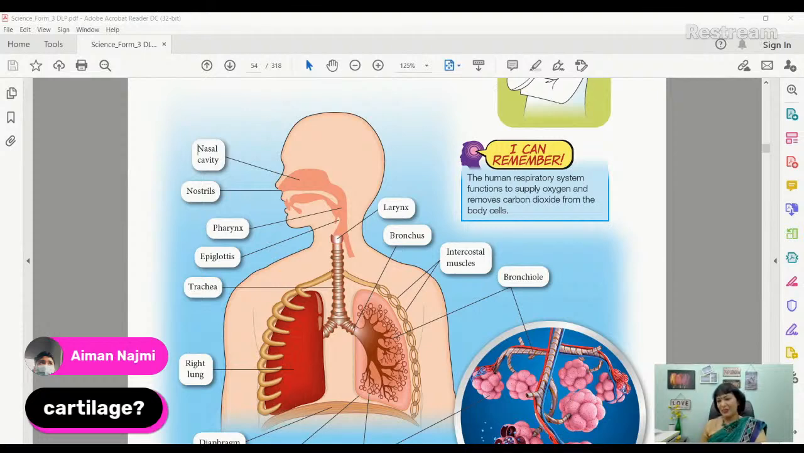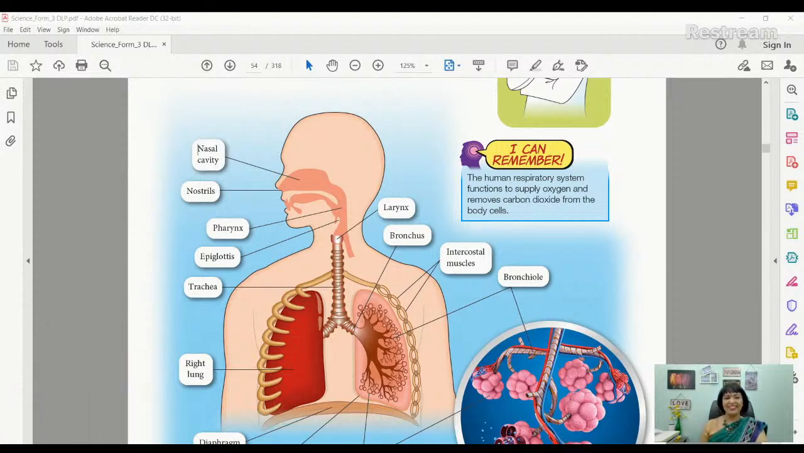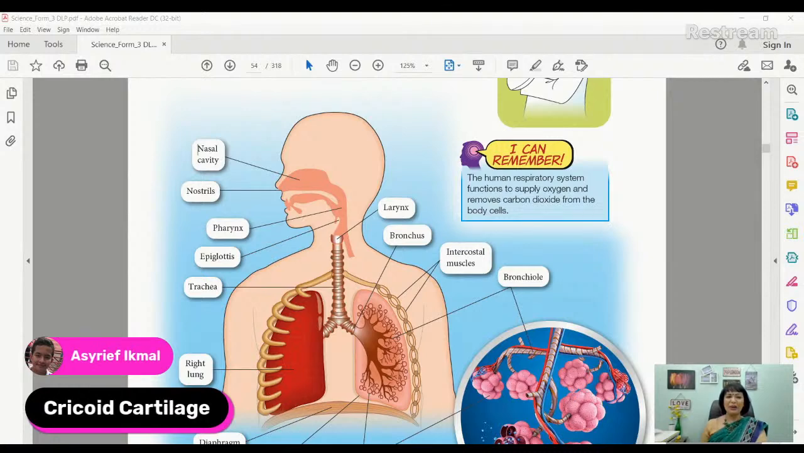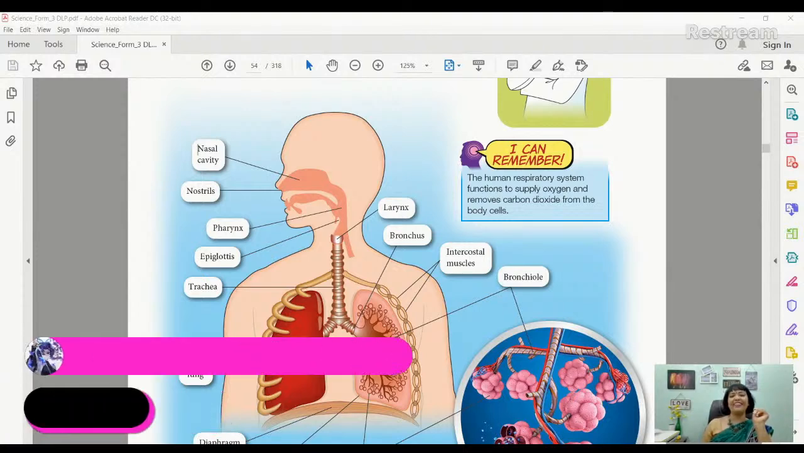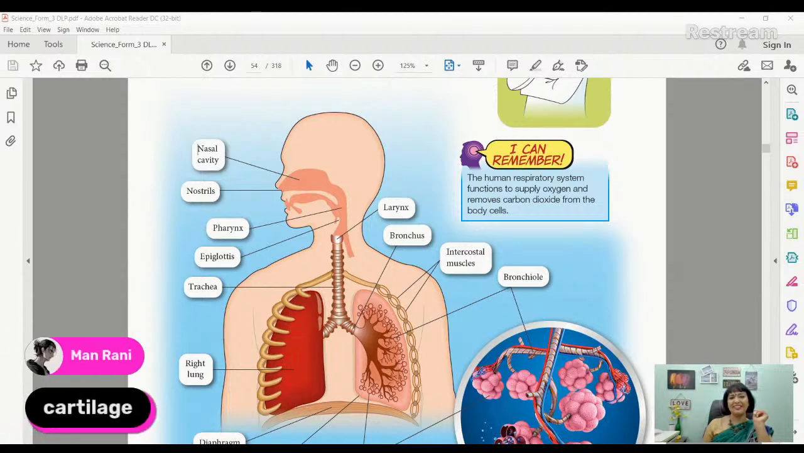Alright. I don't know what is cricoid in it. So it is actually cartilage. Cartilage is enough, Ashri. That's enough. All right, yeah, you all are right. Lukman, very good. Rani also very good. Cartilage. All right. So cartilage.